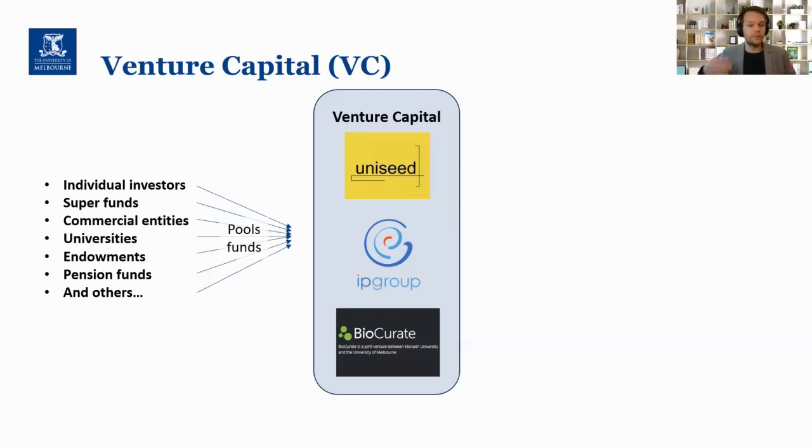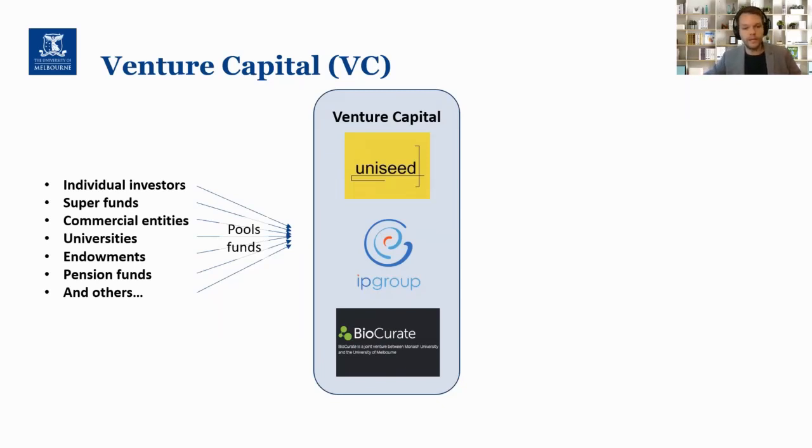But what they do is they pool funds from different investors. For example, individual investors, super funds, commercial entities, universities, endowments, pension funds, and whatever investors you can think of. But it really depends on the venture capital firm or fund whether they accept certain investors in their fund. That's really depending on the venture capital firm, where they pool the funds from.